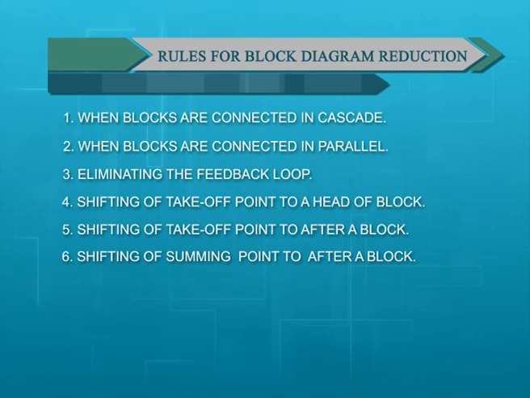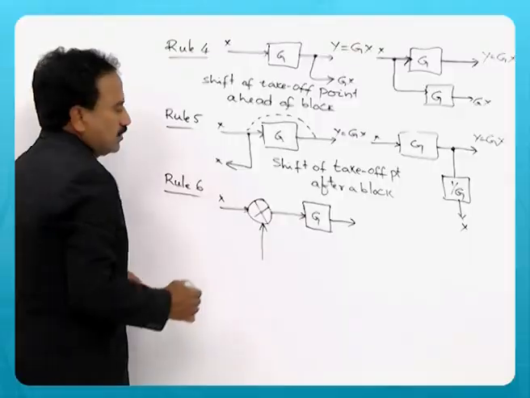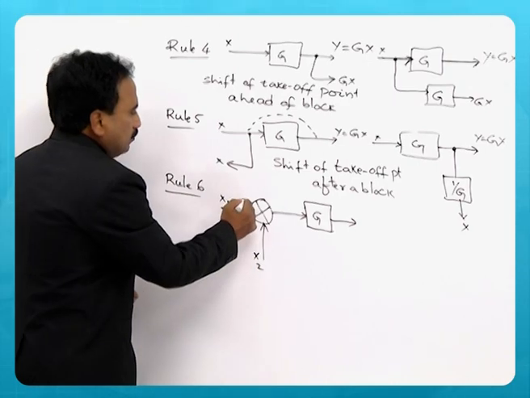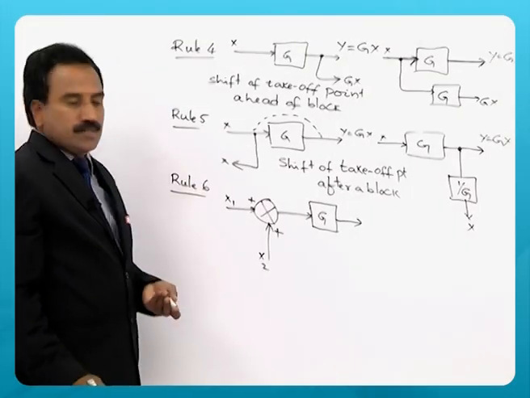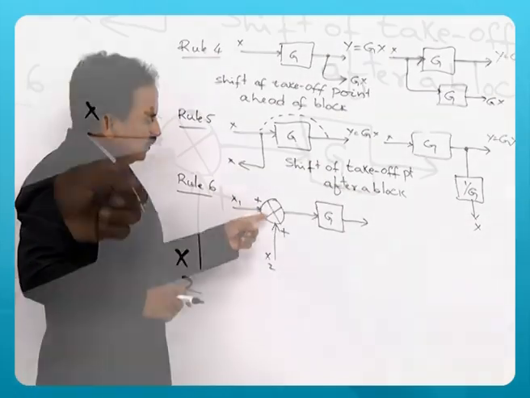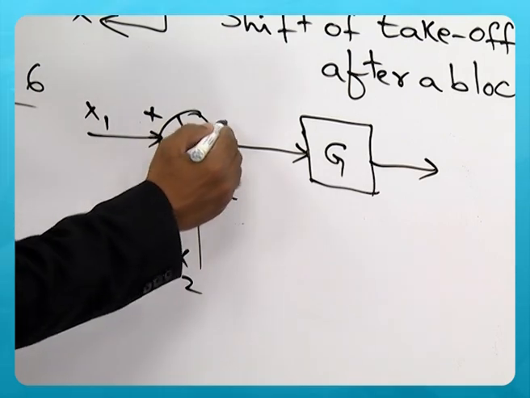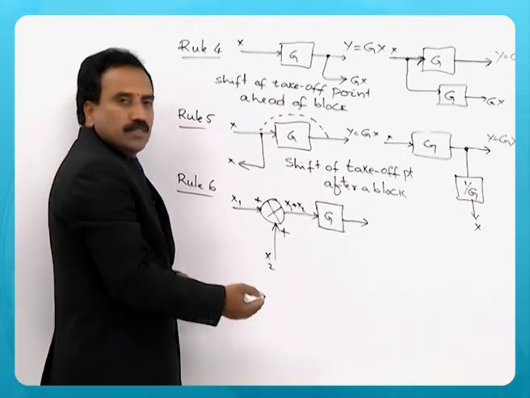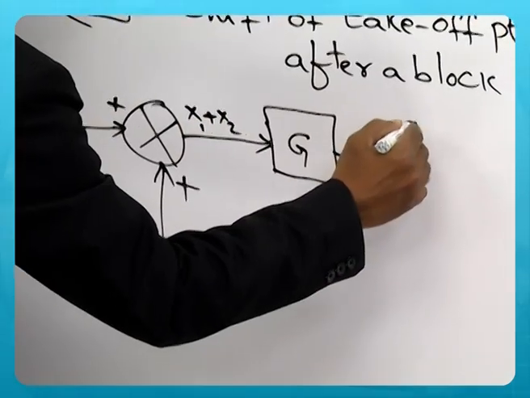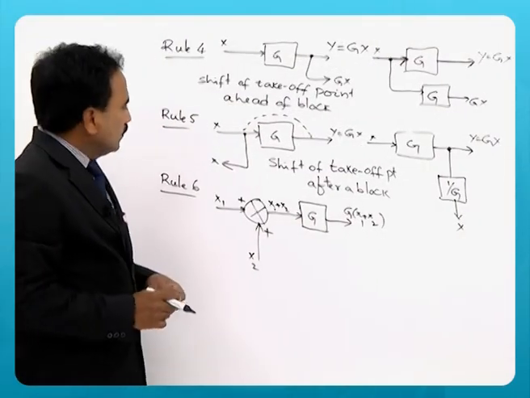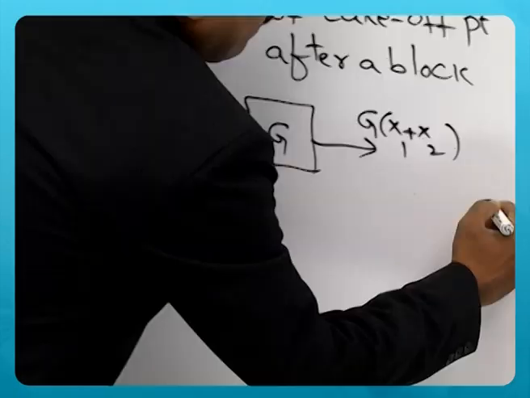Now, rule 6, say this is input x1 and x2, with polarity plus or minus, then two signals are added at the summing point, and the output of this summing point is x1 plus x2 multiplied by this gain. You get here g times x1 plus x2. This is the output. Now, just see the change. What is the rule?